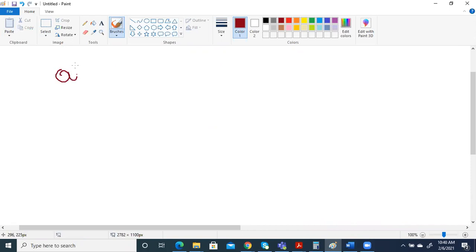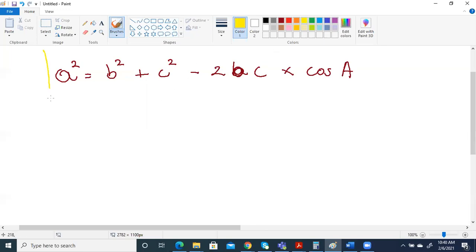Cosine rule is a squared equals b squared plus c squared minus 2bc times cosine of A, the angle A. All right. So this is your cosine rule. We had said it at the beginning of the class, but I'm just rewriting it. This is the cosine rule that you're going to use to solve the questions that are to come.